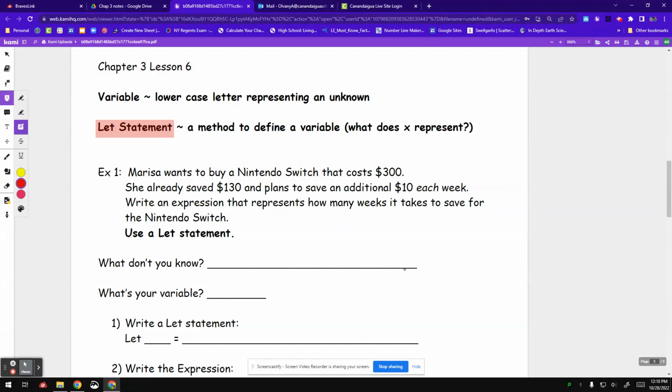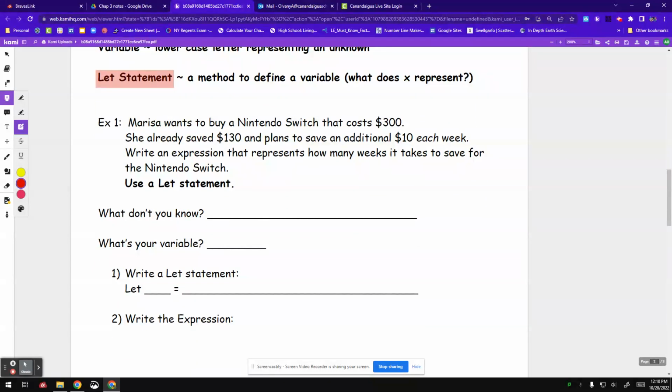Sometimes it's a number, sometimes it's amount of money, sometimes it's how many leaves, like whatever it is you're looking for. What are you looking for? So in this problem, Marissa wants to buy a Nintendo Switch that costs $300. She has already saved $130 and plans to save an additional $10 each week. Write an expression that represents how many weeks it takes to save for the Nintendo.